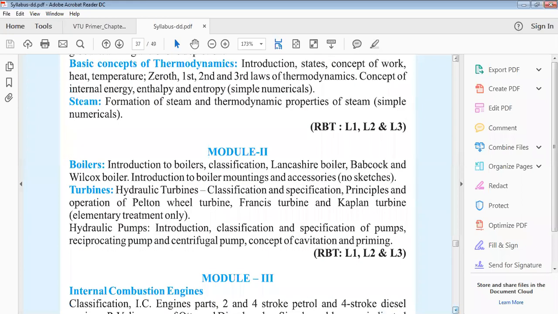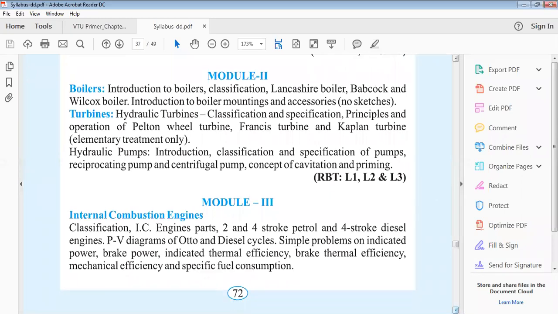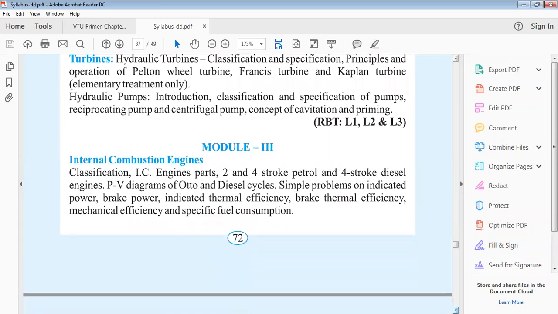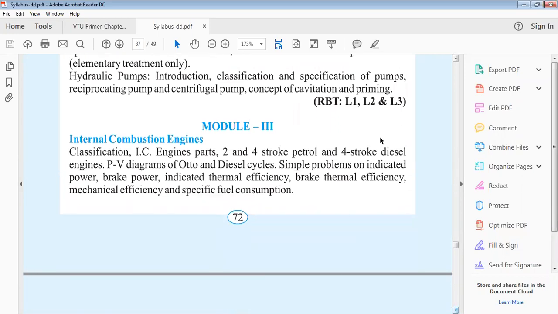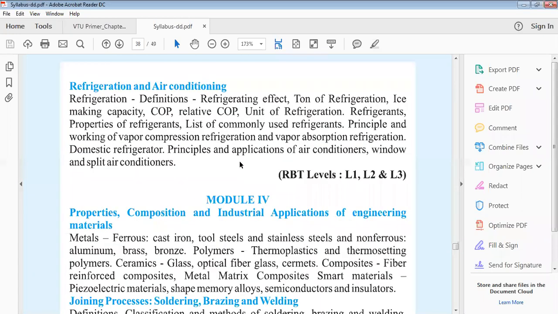Up to module 1 we have completed in the regular class only. Module 2 also we closed almost, and module 3, that is the internal combustion engine, and we also solved different problems on that. So different problems we solved in IC engines, and finally we also saw the refrigeration working principle, and COP, relative COP, that is unit of refrigeration, all that we discussed.